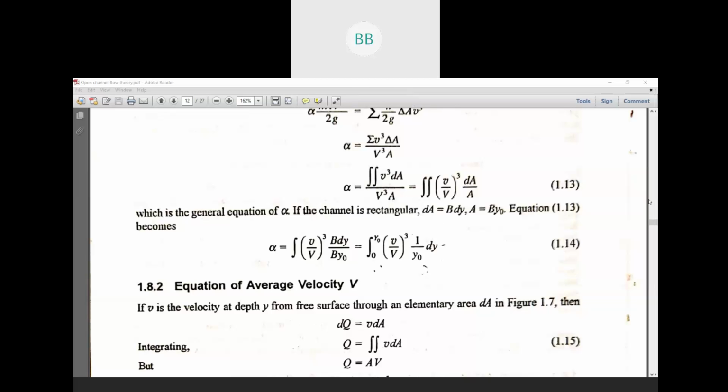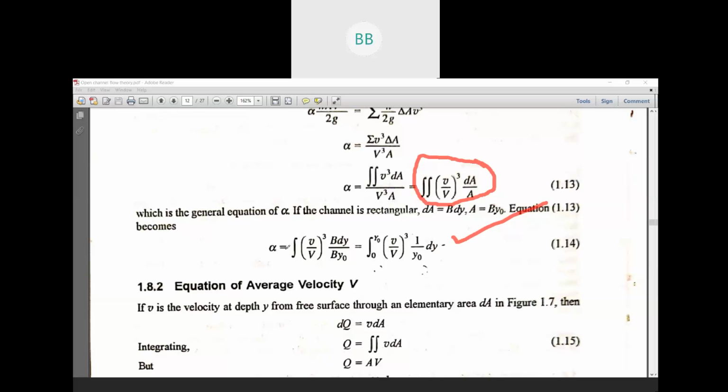We are going to proceed. So see, to find out alpha, we have this expression, and this expression. This is only for a rectangular channel, and this is your general expression, irrespective of any shape. Here, if you see both the equations, we have small v, that is your average velocity for that particular small area, and that capital V is your average velocity for the whole cross-sectional area.